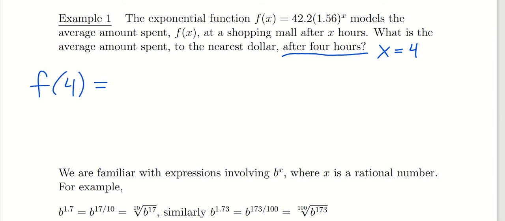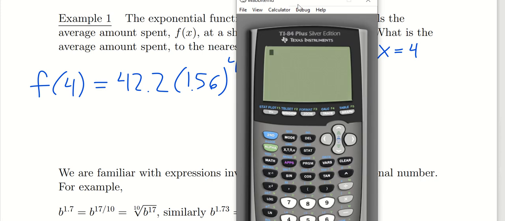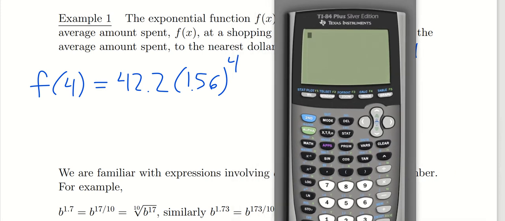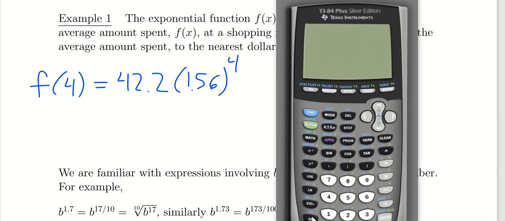f of 4 is equal to 42.2 times 1.56 raised to the 4th power. If you have a scientific calculator, like a TI 83 or 84, it would look like this. I'm going to turn it on. I'm going to do 42.2 times 1.56. And now I need the exponent of 4. If you see like a little arrow key like this, that's the exponent. And then we're going to raise it to the 4th power. And then we will hit enter.